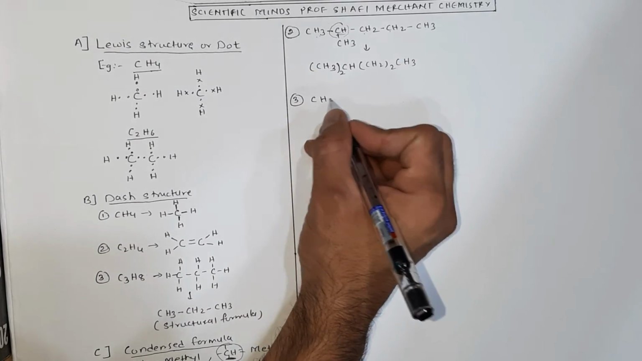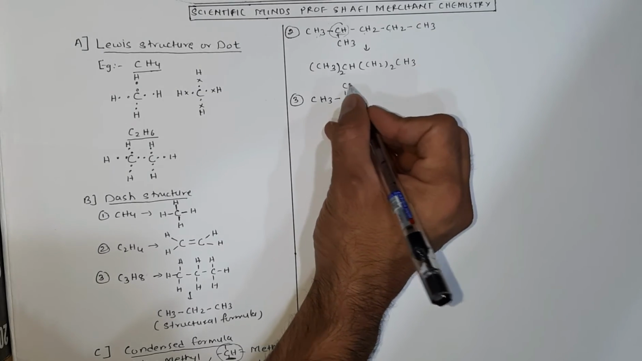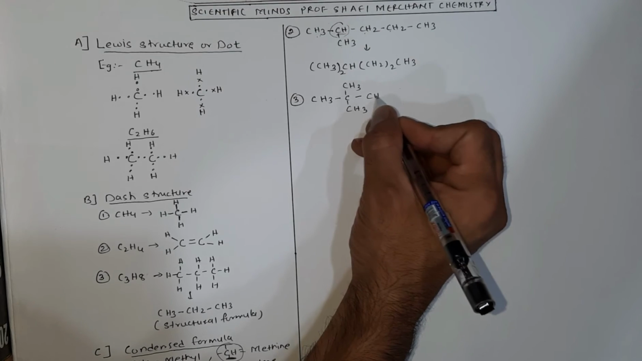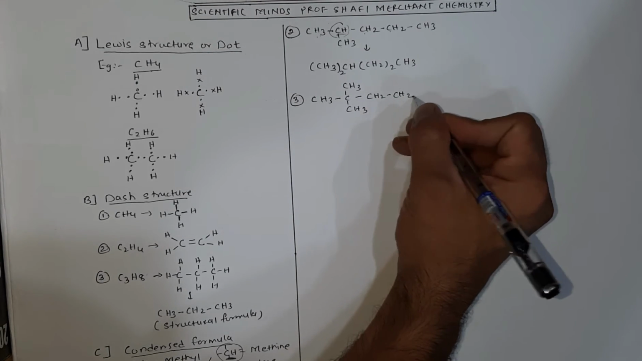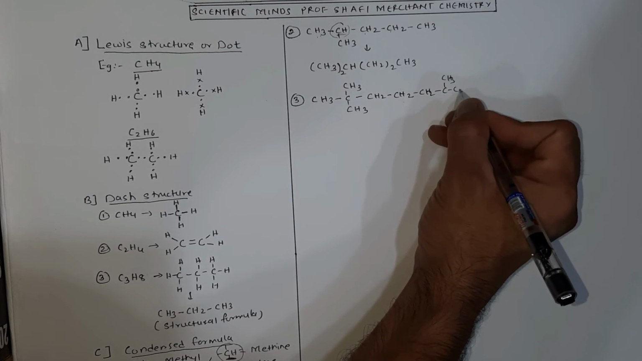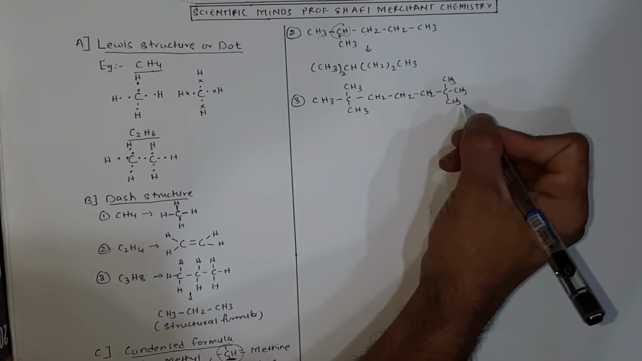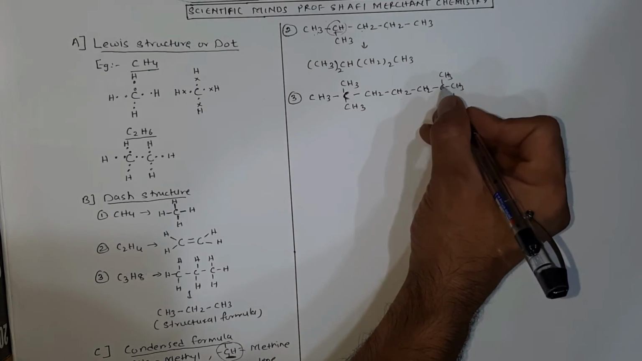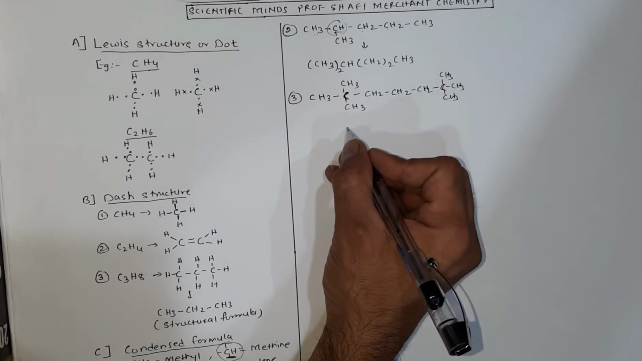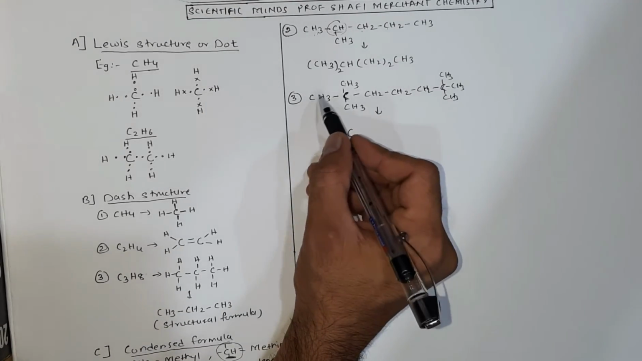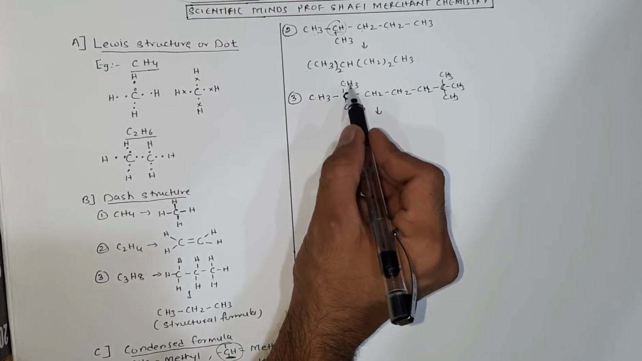Now third example. Suppose it's a highly branched molecule: CH3 CH3, CH2 CH2 CH2 C, CH3 CH3 CH3. Okay, so now see, from here the branches arise, from here the branches arise. Catch this carbon atom, this is a carbon atom. I have to make a condensed formula. To this, how many CH3 are attached? See, 3 CH3 are attached.